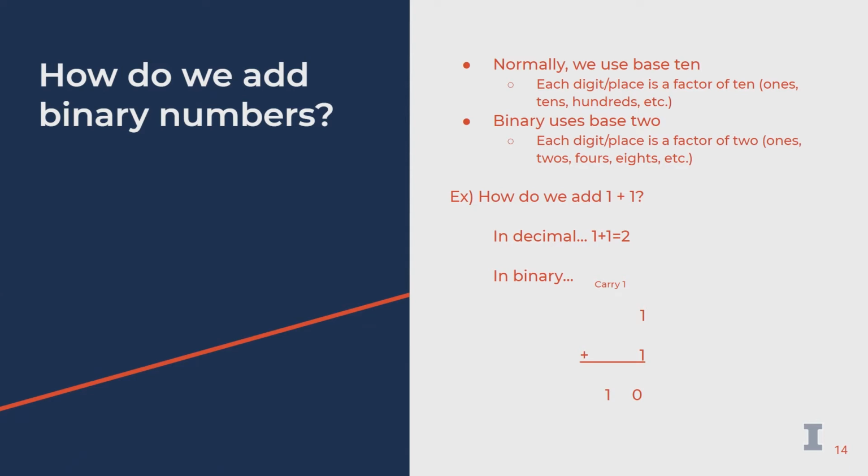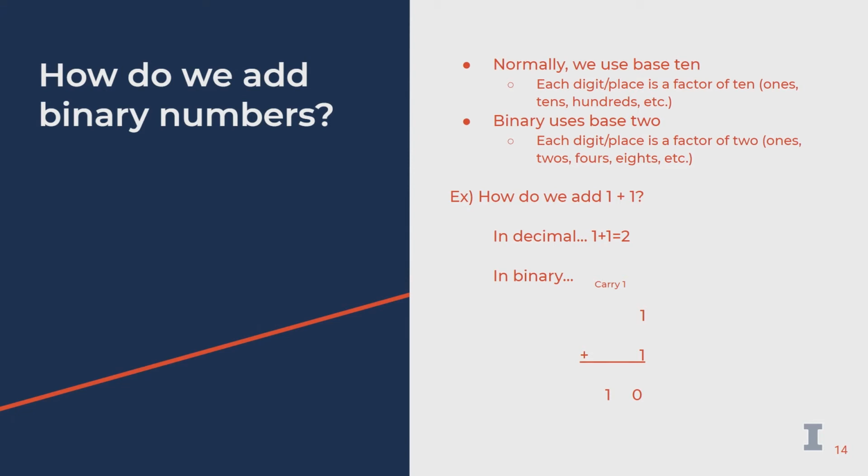Meanwhile, in binary, we have base 2, so we only have zeros and ones. But each place is representative of a factor of 2. Our first digit is still going to be 1 because that's 2 to the 0. Every place afterwards is a factor of 2, so we go from 2, 4, 8, 16, 32, and so on. We can use binary to represent any number as well, with powers of 2.